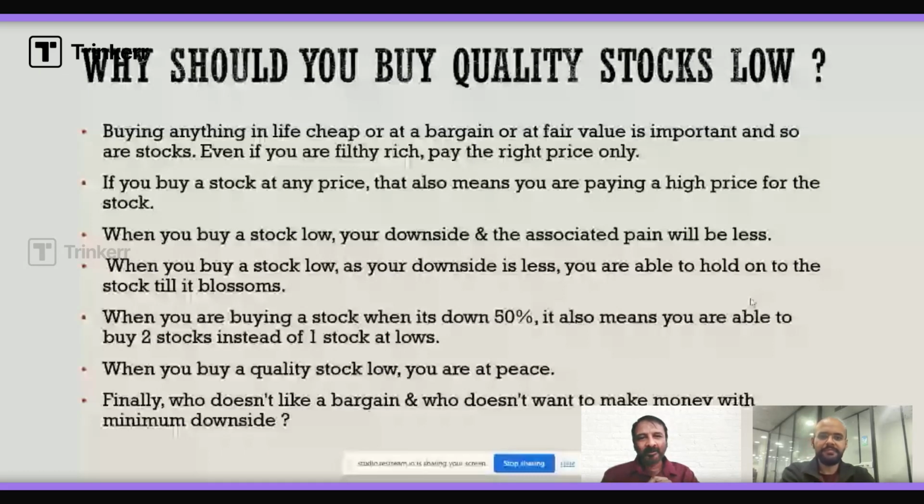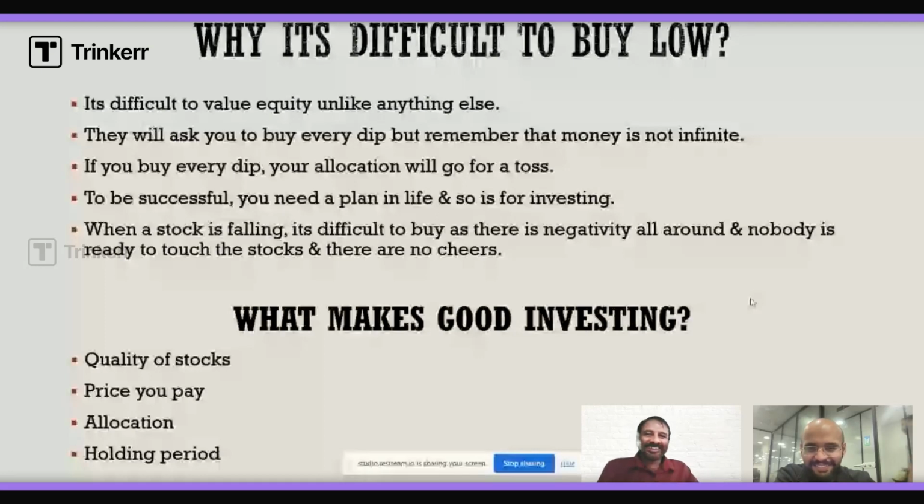That's very important. And as far as traders are concerned, it's a high longevity game. So they should also not go through very high stress. A least-stress method is always advocated even for traders. So that's the thing. Absolutely. Yeah. Now, why is it difficult to buy low?